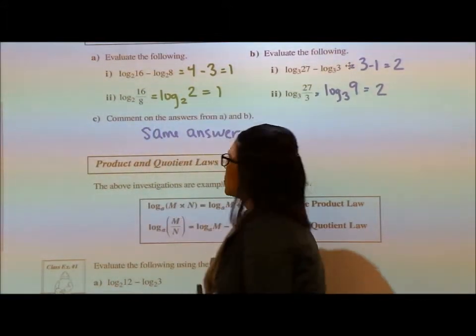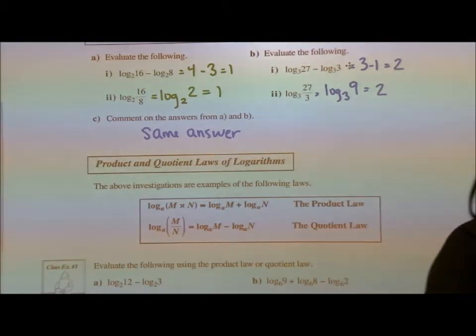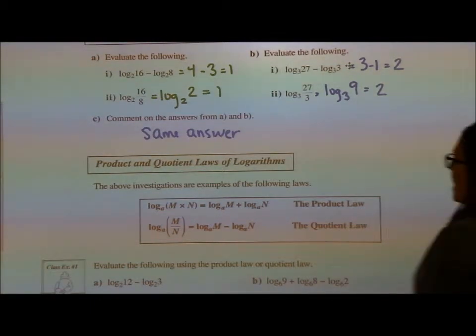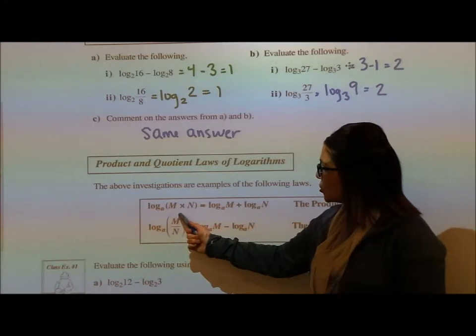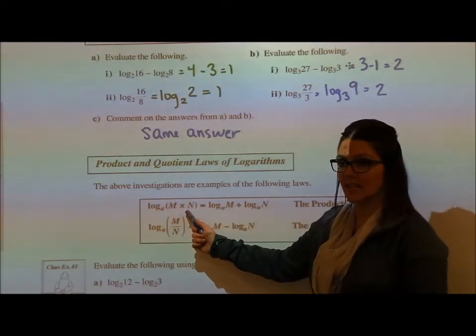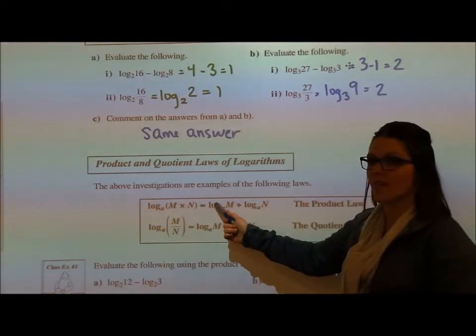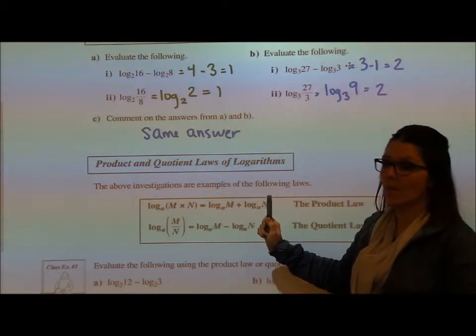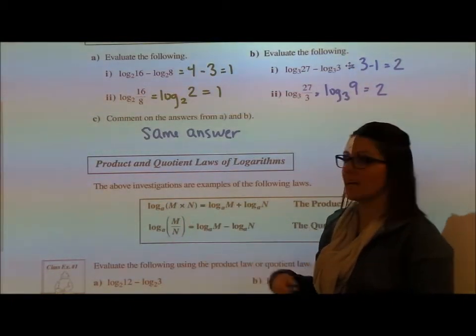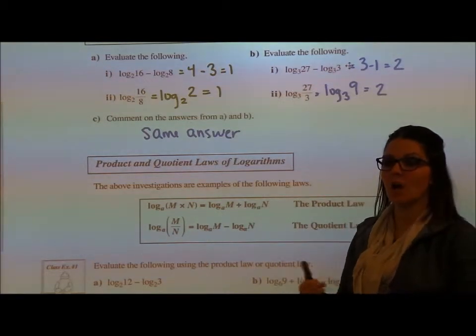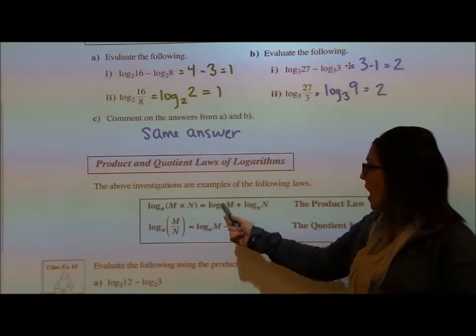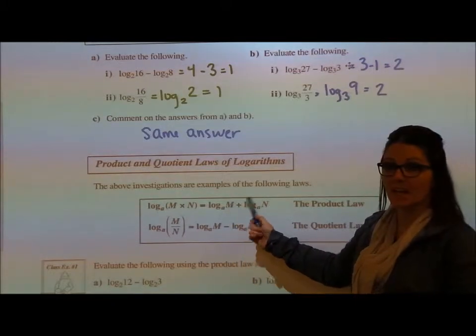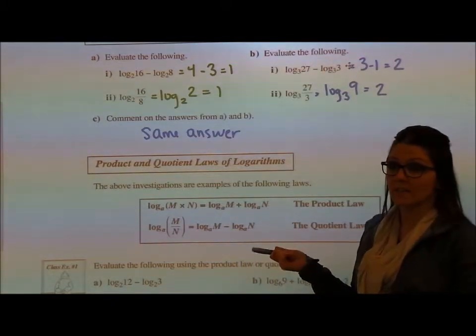So this gives us the product and the quotient law. What the product law says is if I'm multiplying 2 arguments together, I can separate them and then I can find the value of each and add them together. So instead of going m times n and then finding the value of log base a of that product, I can find log base a of m and add it to log base a of n.